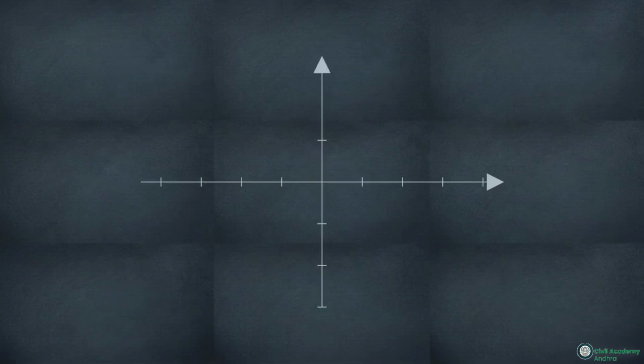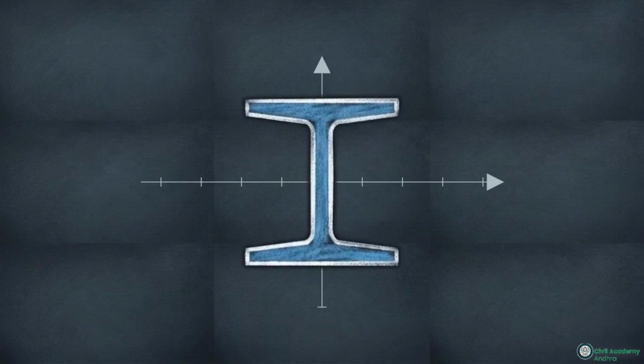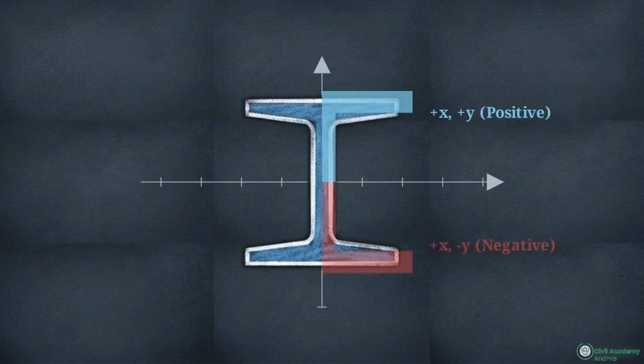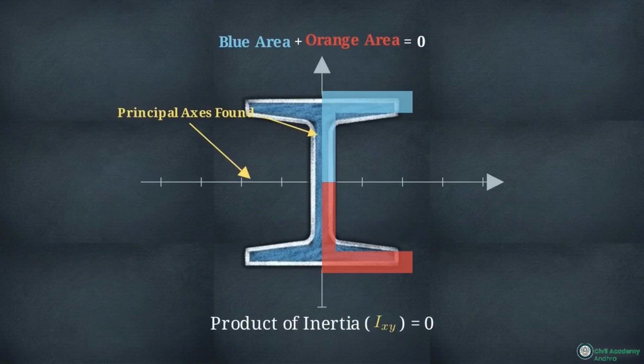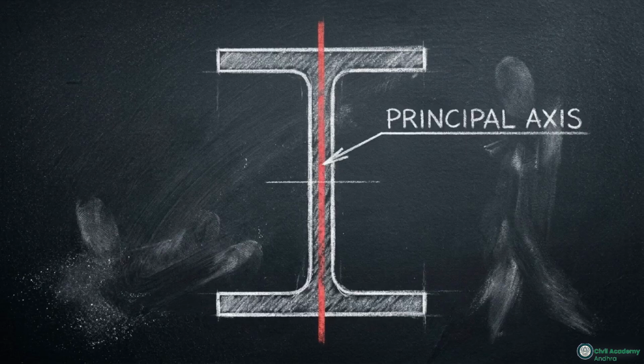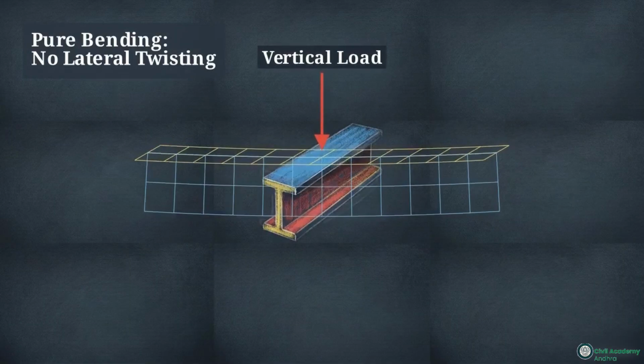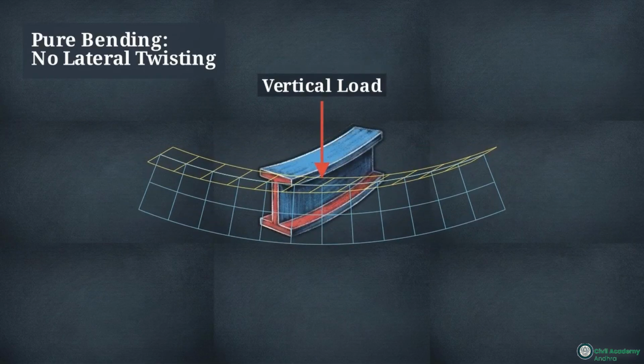This diagram overlays a symmetrical I-beam onto a standard Cartesian plane. Because the geometry is symmetric, the positive XY products in the top right quadrant perfectly mirror and cancel out the negative products in the bottom right. The algebraic sum of these areas resolves to zero. When the product of inertia is zero, engineers know they have found the principal axes, where a beam will bend perfectly straight without any dangerous twisting.